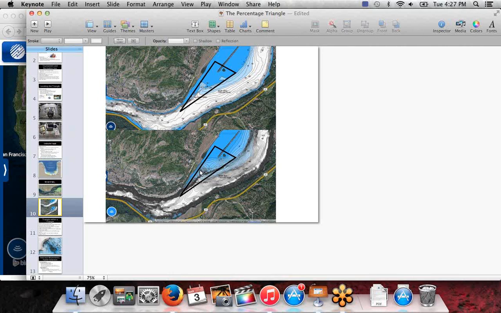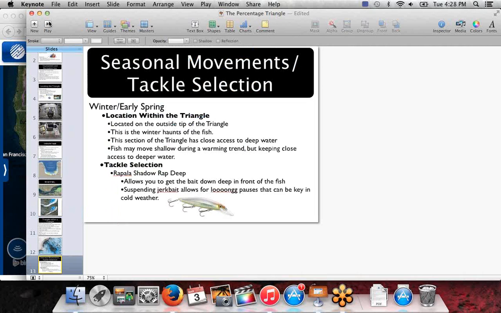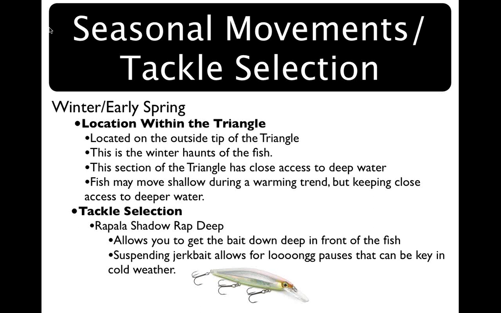We're getting warmer nights. The days are getting longer. And these fish continue to move back, right? They may move up and down this way, but I'll find them in a small little section of the triangle, and that's where those fish are going to be. And once I figure that out, I'm able to pattern that along the rest of the lake. So early winter, early spring, out towards the tips of the triangles.